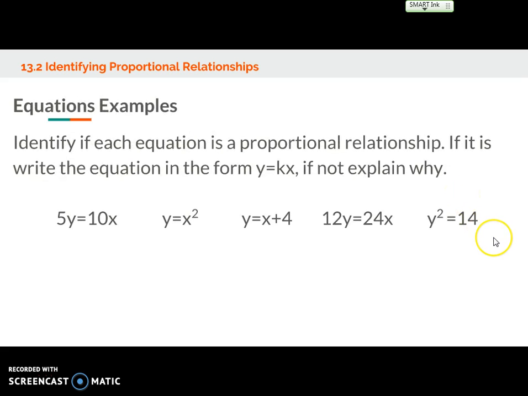All right, so identify if each equation is a proportional relationship. If it is, write the equation in the form y equals kx. If not, explain why. All right, so let's start with this first one here. I want it in y equals kx, so the k here has to be the number. We're close here. I want y by itself, so this is multiplying, so we're going to divide both sides by 5.